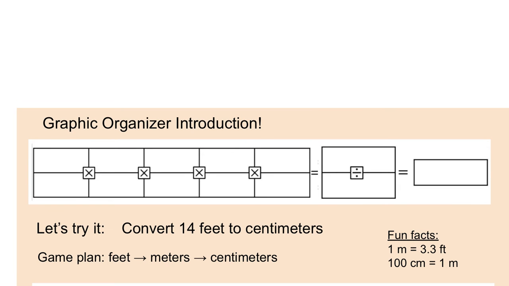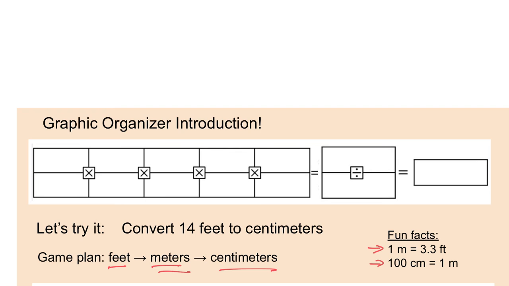So I want to introduce you to the graphic organizer that we use, all right? If we do feet to centimeters, if we look at our fun facts, we don't actually have something that has some number of feet equals some number of centimeters. But we can go from feet to meters and then from meters to centimeters. So here's our feet to meters, this first one, and the meters to centimeters is that one. What's really cool is that we don't need to start over, calculate feet to meters, and then do meters to centimeters. We can do it all in one.